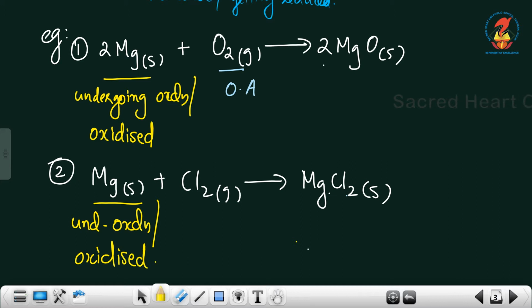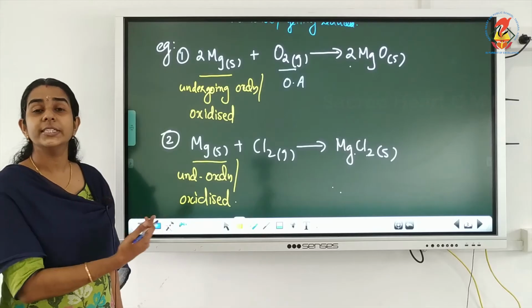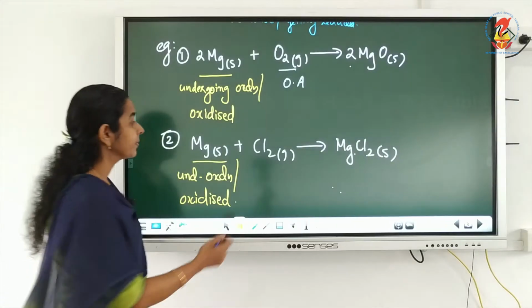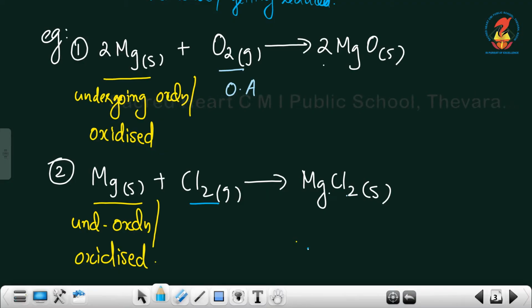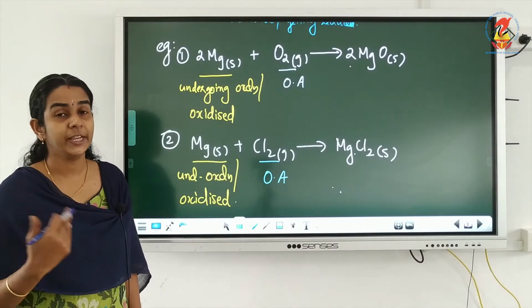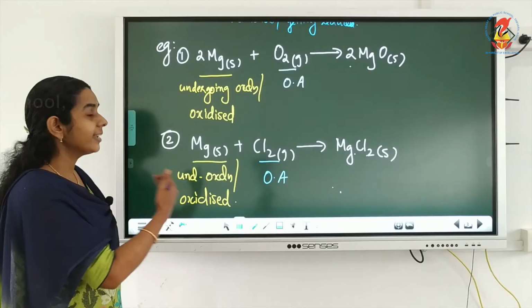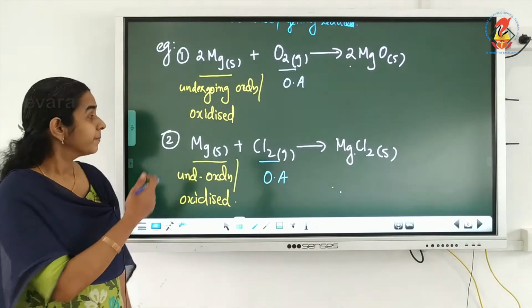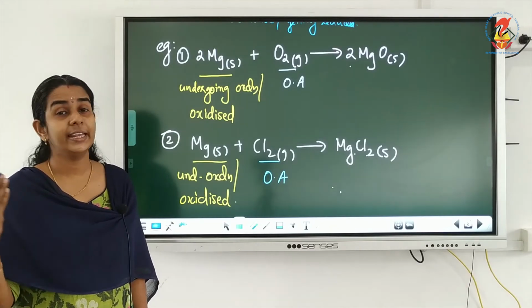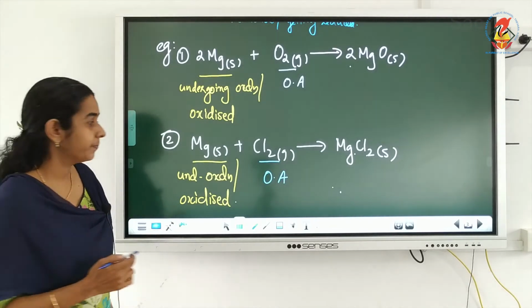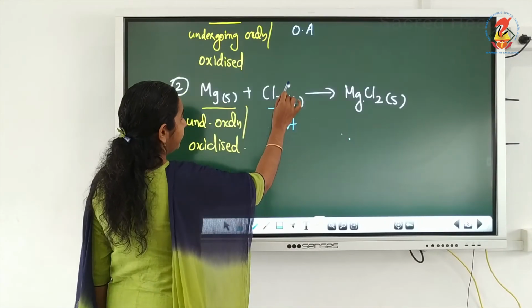So who is getting oxidized here? Magnesium. Or who is undergoing oxidation here? Magnesium. Now who oxidizes magnesium here? Chlorine. So what can we call Cl2? It is acting as the oxidizing agent because it oxidizes magnesium to magnesium chloride. So in the second equation we have explained oxidation in terms of addition of an electronegative element.